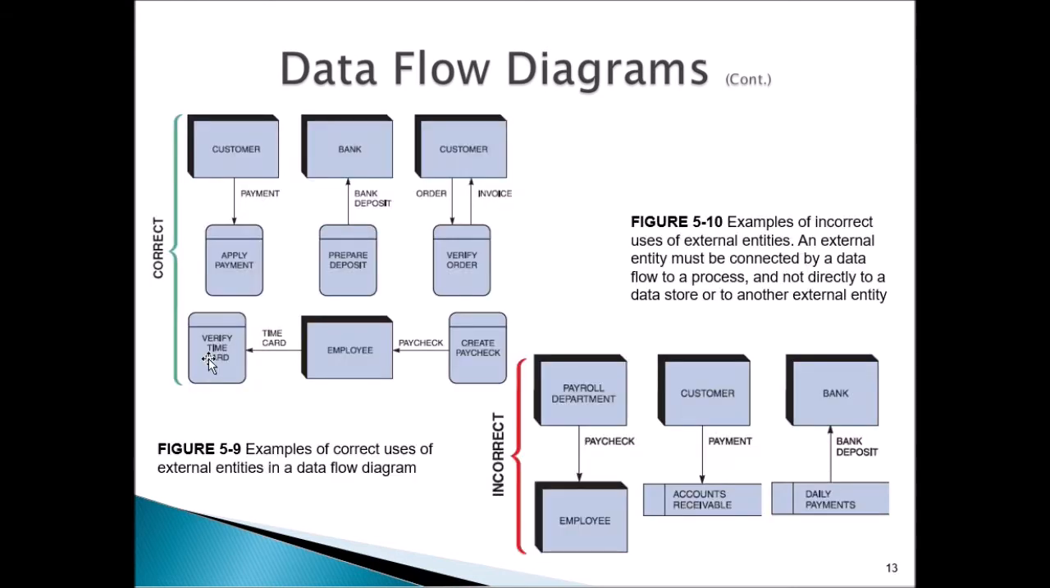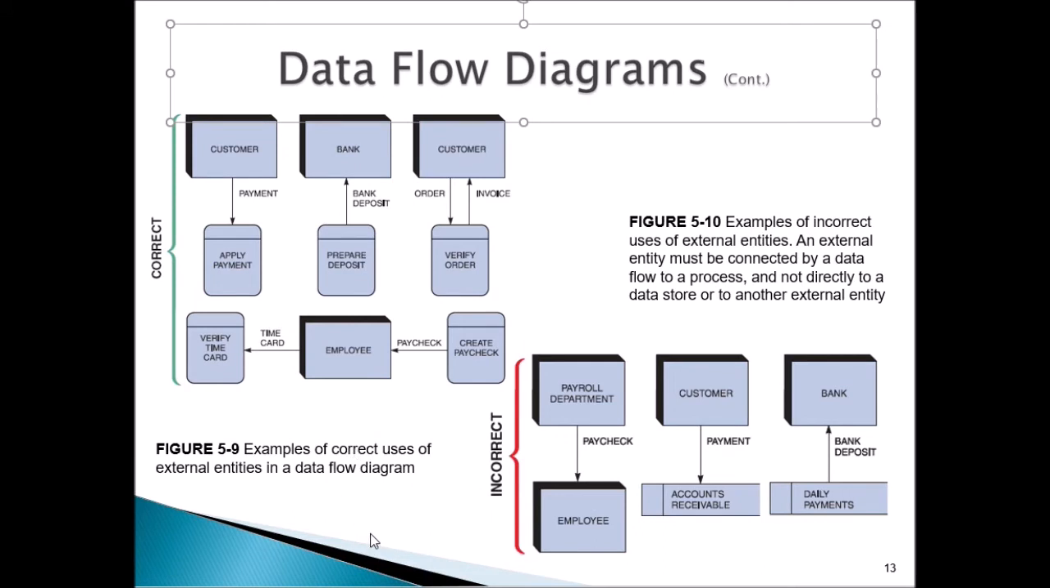So let's take a look. Continuing on, let's look at some correct examples of data flow diagrams with external entities. These are the external entities. A customer is external, a bank is external, the customer again can be external. You do have your inputs and your outputs, and sometimes both.